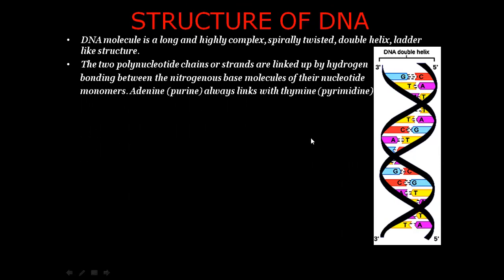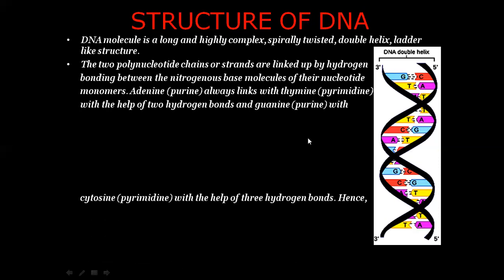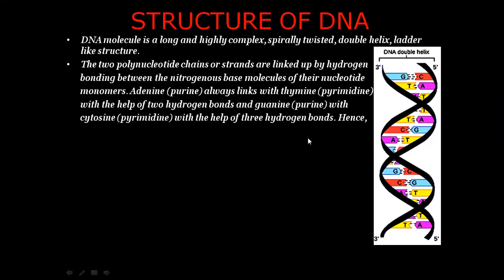Adenine always links with thymine, that's what I've told you, with the help of two hydrogen bonds, which I'll show you in our next slide. And guanine always pairs with cytosine. So one purine will be forming a hydrogen bond with a pyrimidine, and there will be three hydrogen bonds between guanine and cytosine. We'll be trying to see that.